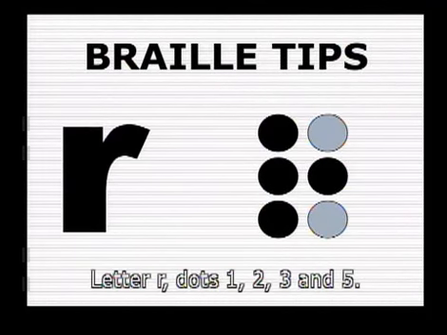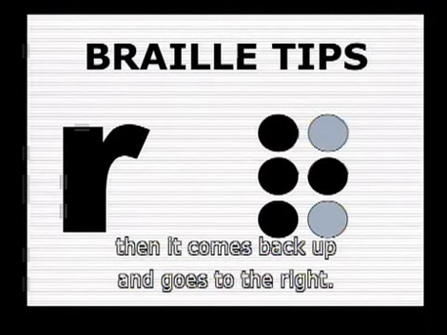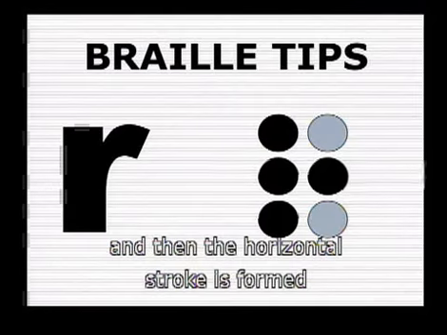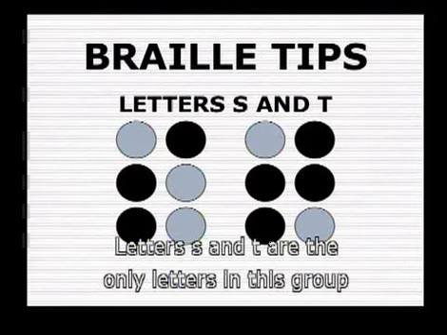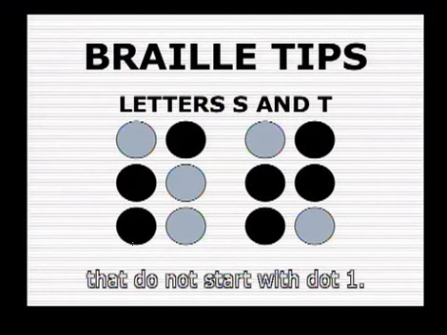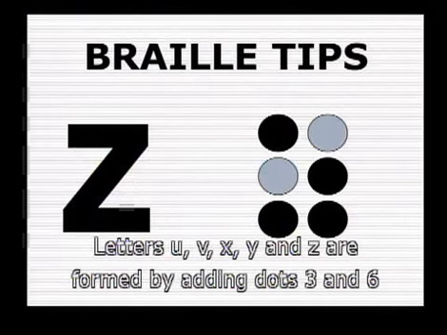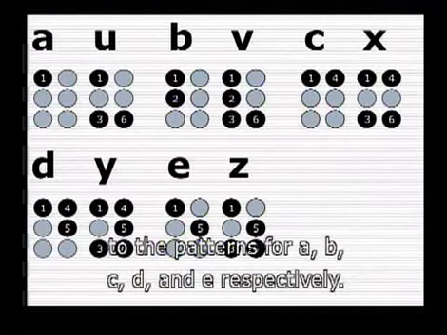Letter R, dots 1, 2, 3, and 5. A lowercase print R has a vertical stroke down. Then it comes back up and goes to the right. Dots 1, 2, and 3 form the vertical stroke down, and then the horizontal stroke is formed by connecting dots 2 and 5. Letters S and T are the only letters in this group that do not start with dot 1. Letters U, V, X, Y, and Z are formed by adding dots 3 and 6 to the patterns for A, B, C, D, and E, respectively.